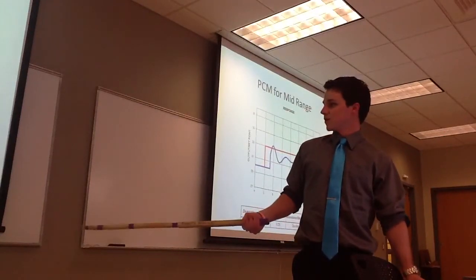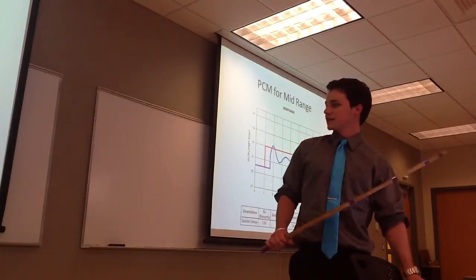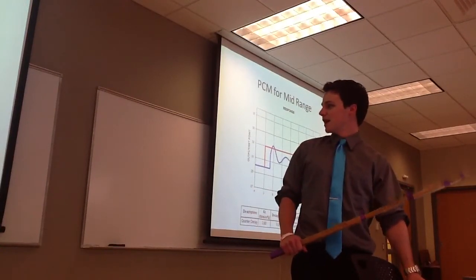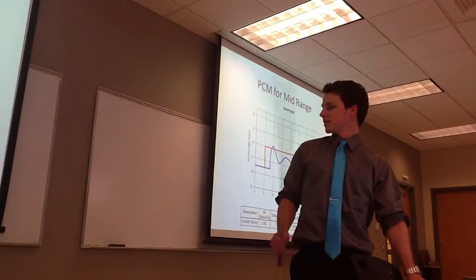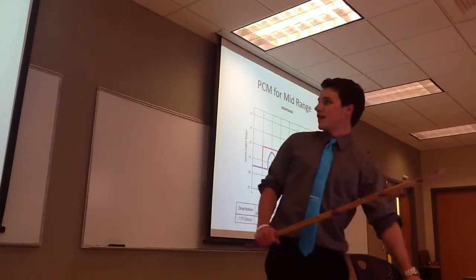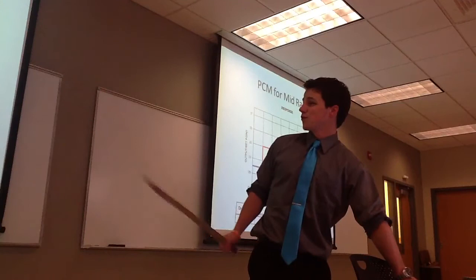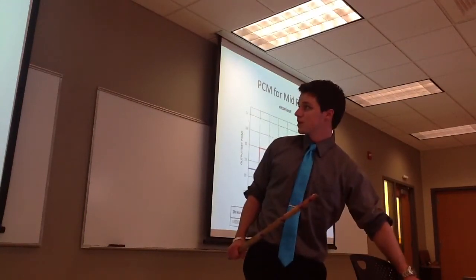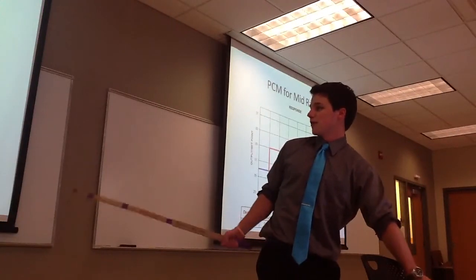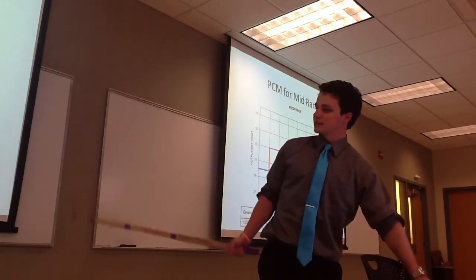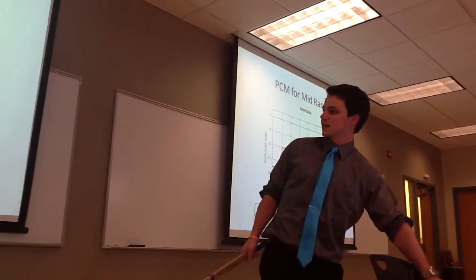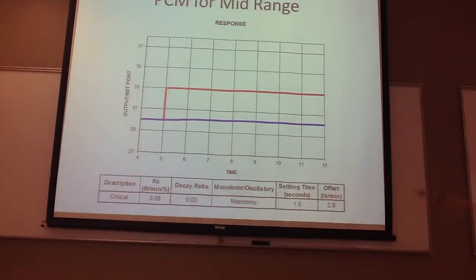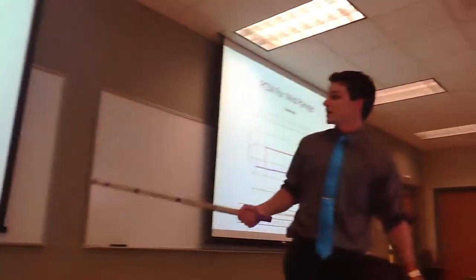And then that's the one for quarter decay with a KC of 2.6 and decay ratio of 0.25 and settling time of 4 seconds and offset of 1.1. That's the model for 1/10 decay, which gave a KC of 2. That's the model for 1/500 decay, which gave a KC of 0.68. And then this is the model for critical decay, which gave a KC of 0.06 for the mid-range.